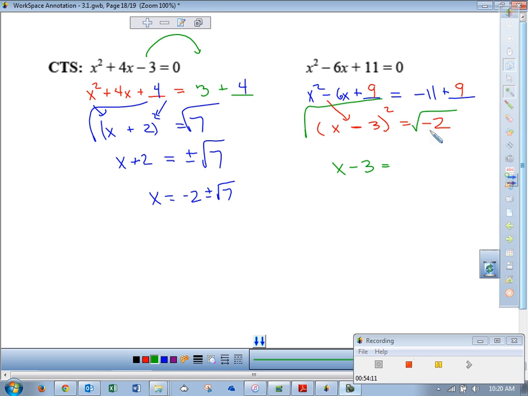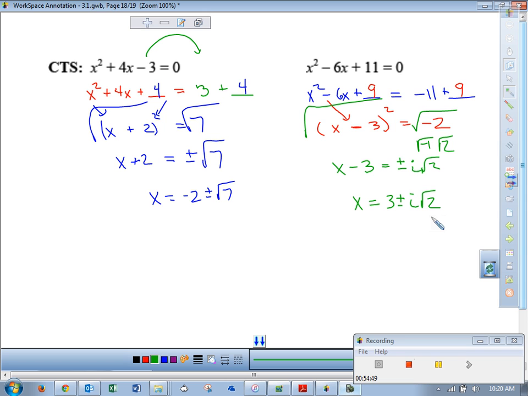But luckily, we know about imagination land. What is the square root of negative 2? It's square root of negative 1 times the square root of positive 2. But what's the square root of negative 1, my friends? It's i. So i square root of 2. That's what you have, and then you got to have plus or minus also. Plus or minus i square root of 2. Cool? Then add 3 to both sides. X equals 3 plus or minus i square root of 2.